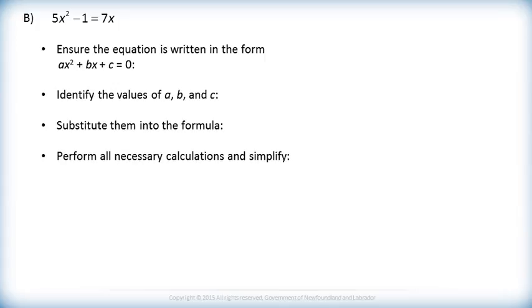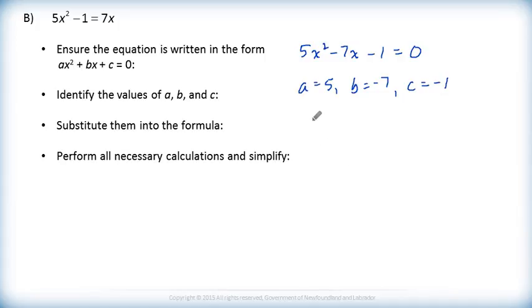And on to our next example, 5x squared minus 1 equals 7x. First step, make sure it's written in the form ax squared plus bx plus c equals 0. Well, it's not yet, so we'll have to bring that 7x over to the left side and make the whole thing equal 0. Identify the values of a, b, and c. Well, a equals 5, b now is negative 7, c is negative 1.